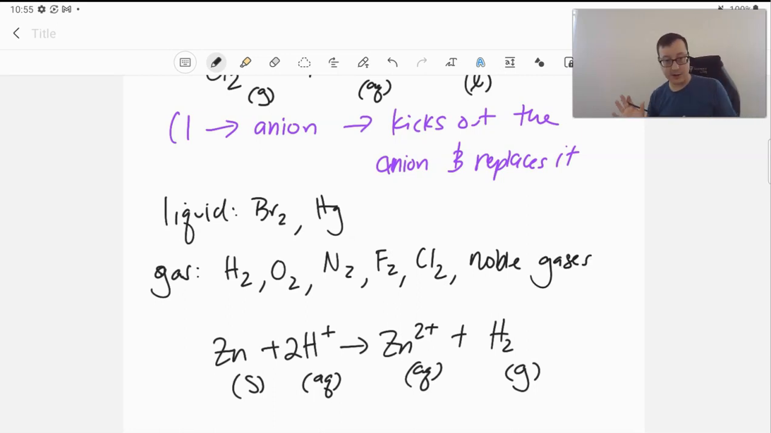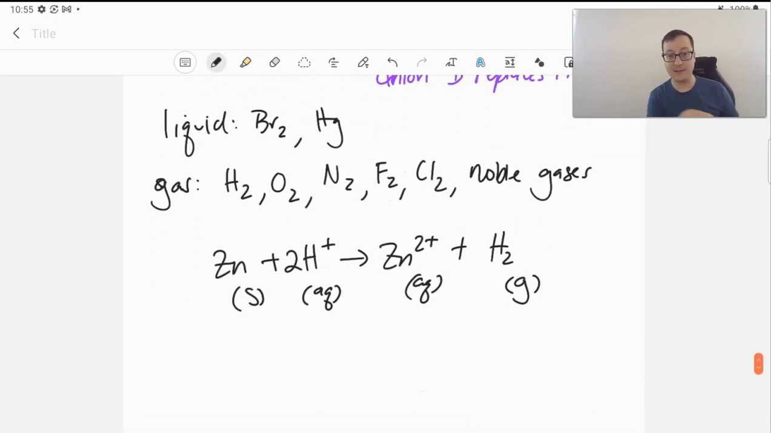Everything else is solid on the periodic table at room temperature, so we're going to indicate its state of matter otherwise. All right, so anyways, now that we have that state of matter business dealt with, we've got the zinc and the hydrogen switching places, and our net ionic equation was the following.